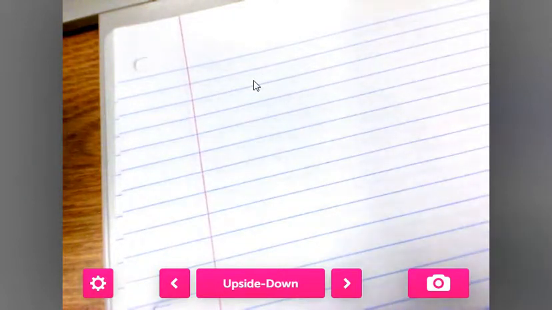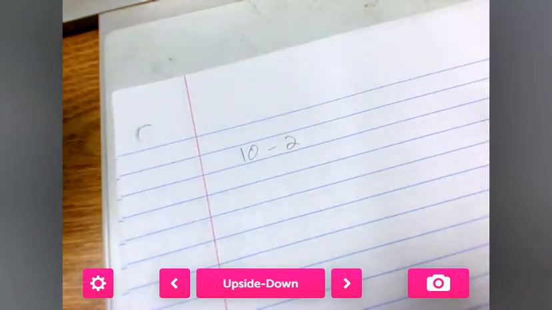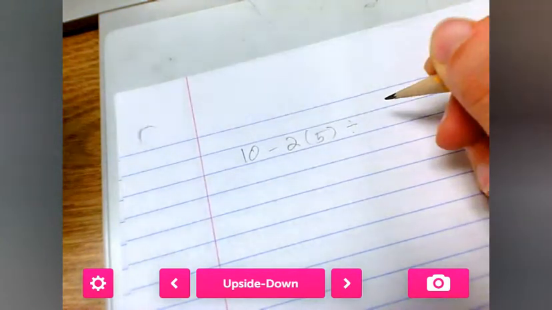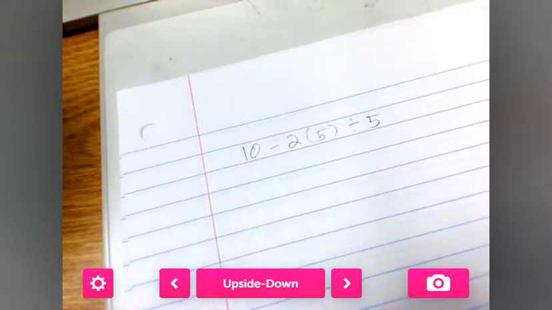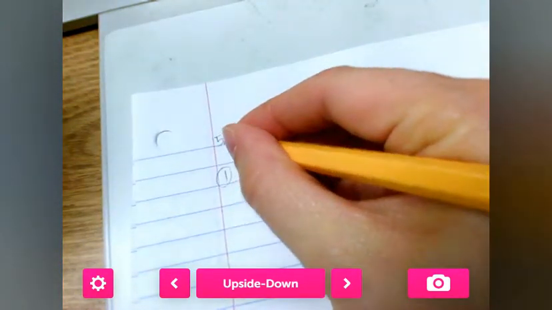We're looking at a couple different things here. You guys have probably seen problems like this before. They'll ask you, what's 10 minus 2 times 5 divided by 5? Okay, yes, this is an example. Today is the 2nd of May.